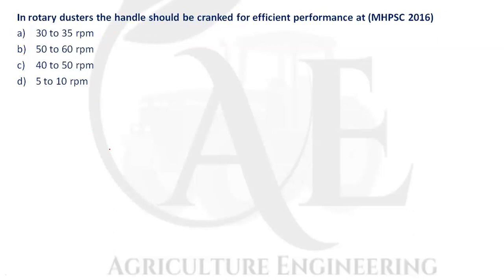Next question. In rotary duster, the handle should be cranked for efficient performance at. So you want to know the efficient performance. So cranking, A, 35 RPM. So option A is the correct answer.